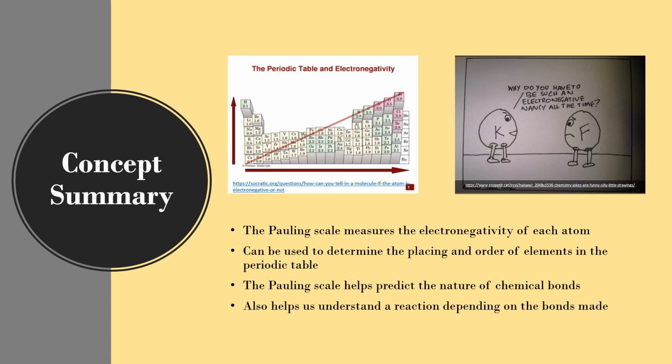So now, just to recap on this lesson, the Pauling scale measures the electronegativity of each atom, and it can be used to determine the placing and order of elements in the periodic table. This also helps predict the nature of chemical bonds, and it helps us understand a reaction depending on the bonds made.